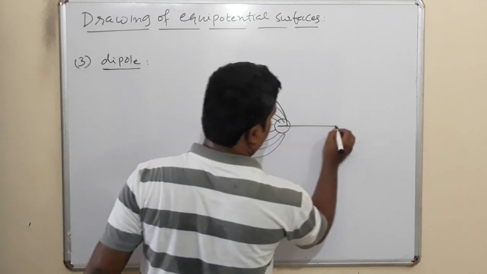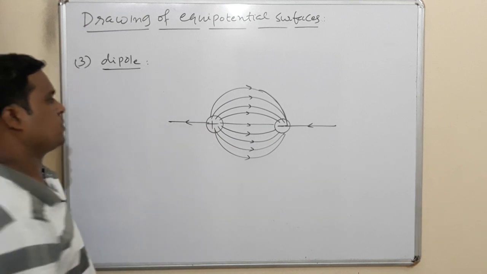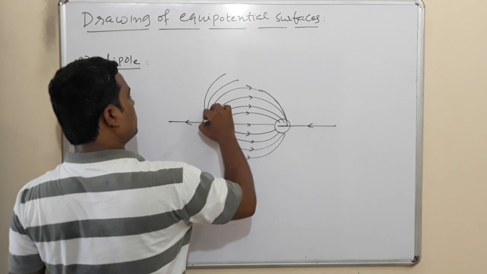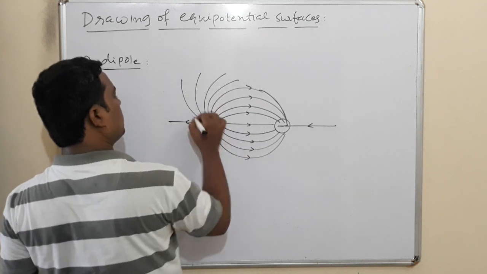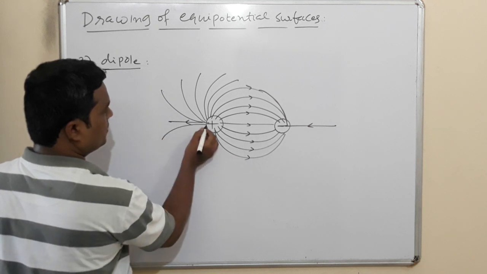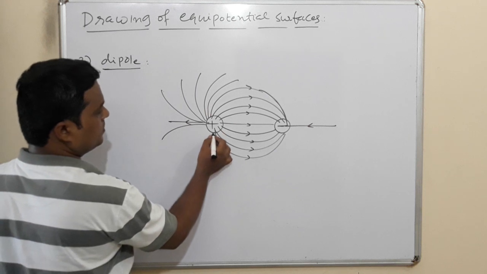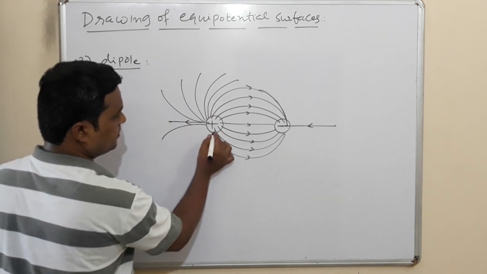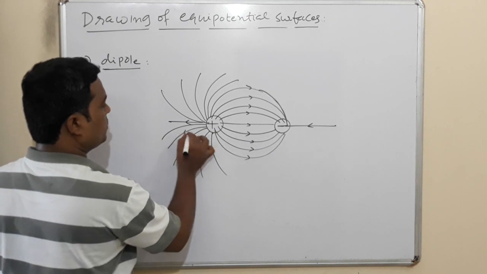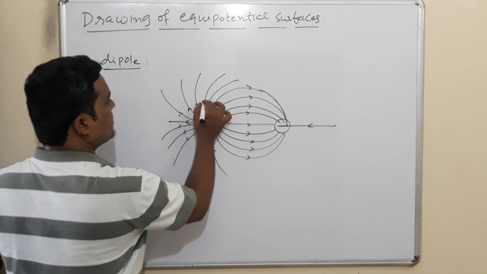These are the electric field lines moving away from the positive charge. 1, 2, 3, 4, 5 lines. This all will be going away from this charge.